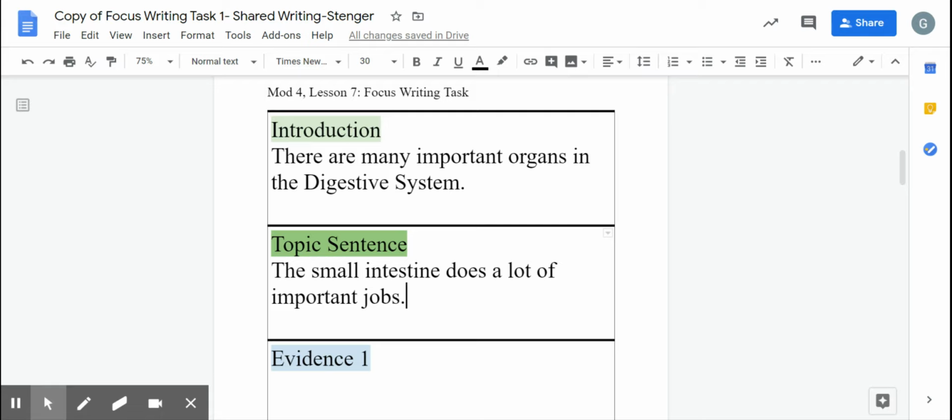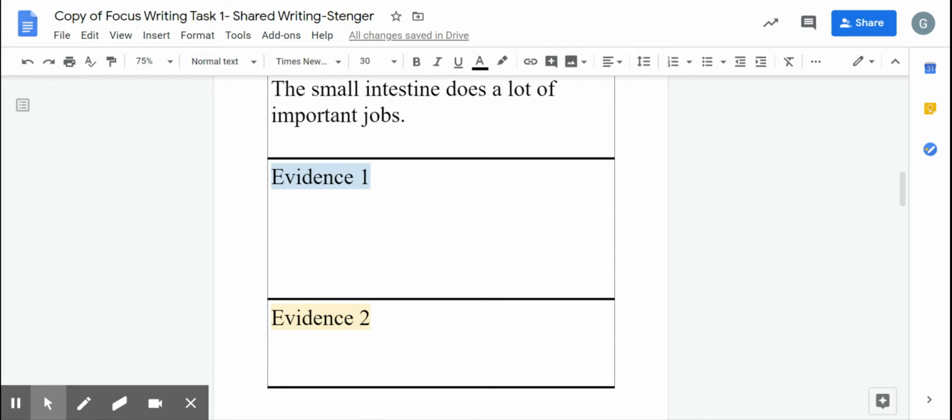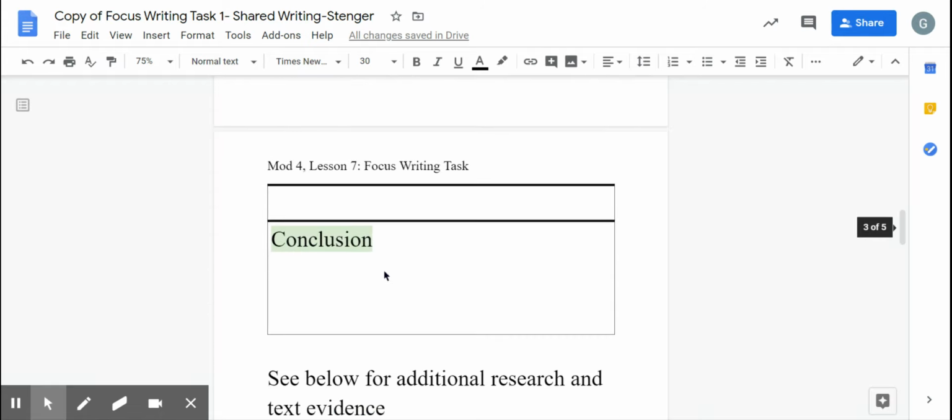Let's go back to our introduction. There are many important organs in the digestive system. The small intestine does a lot of important jobs. I love my paragraph so far. My introduction and my topic sentence really set up my readers so that when I write my evidence 1 and evidence 2 from my text, they'll be ready. Also, to remind you, we're going to be ending with a conclusion sentence.